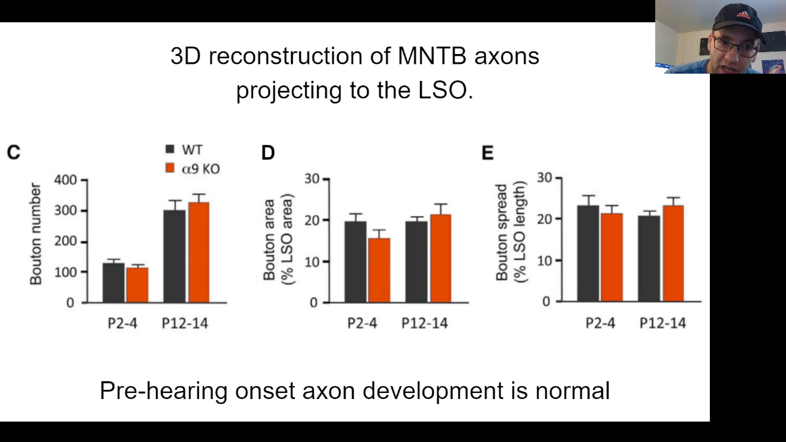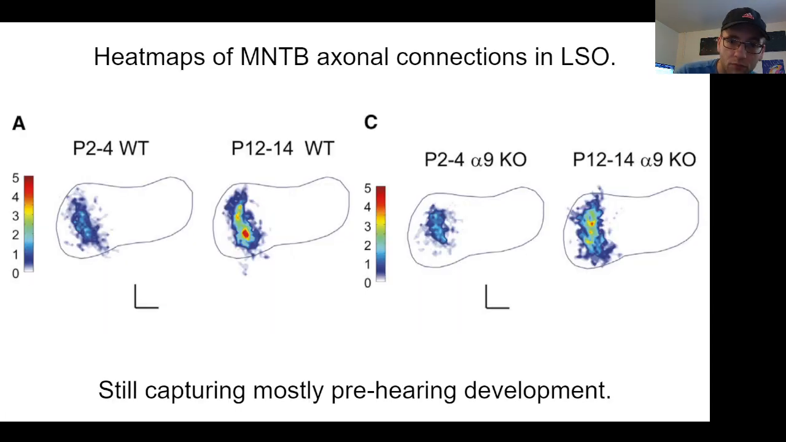We're looking at the number of connections from the axon to the LSO neuron, so the bouton number. We're looking at the bouton area and the bouton spread, right, which is a subset of bouton area. They all look developmentally normal. Same type of information. We're just drawing heat maps of where these boutons are, where these synaptic connections are made. And you see that going from day 2 to day 12 in the normal mouse on the left, the wild type mouse, there's a lot of density added at the middle, right? You see how it gets red in the middle. And if we look at the knockout mice on the right, we see the very same trend. There's some spread, but most of the addition of axons are towards the middle of what was already established near birth at P2, P4.